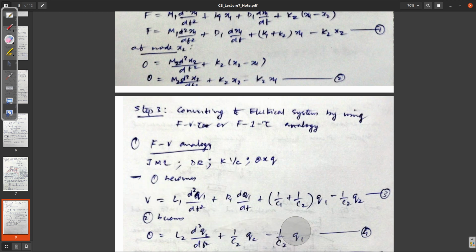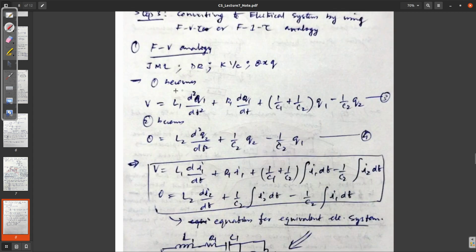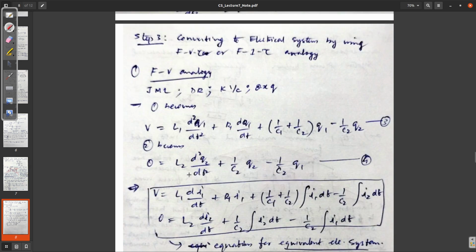Now, the task is, you have two equations representing an electrical network. How do you draw the system? First of all, you can convert all these dq by dt into I. So d square q by dt square will become dI by dt, and dq by dt will become I. What about q? It will become integral I dt. So here we have rewritten the equations. Now we want to draw the equivalent electrical system.